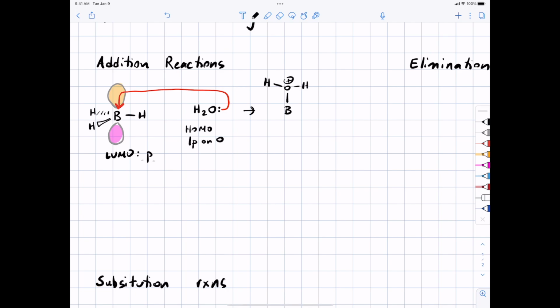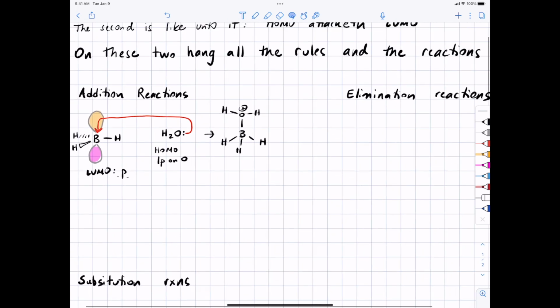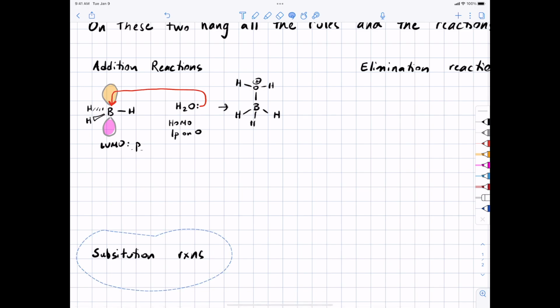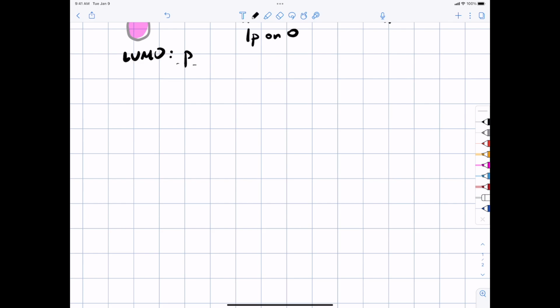All right, and I showed you that last time. We don't need to belabor that point. But there's other kinds of addition reactions in OCHEM, some of which you'll see later this semester, others of which you won't see until 352. For example, let's suppose I have this alkene, and suppose I want to react it with HCl.